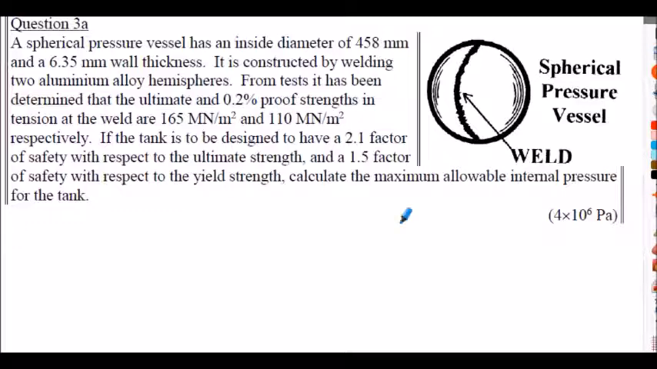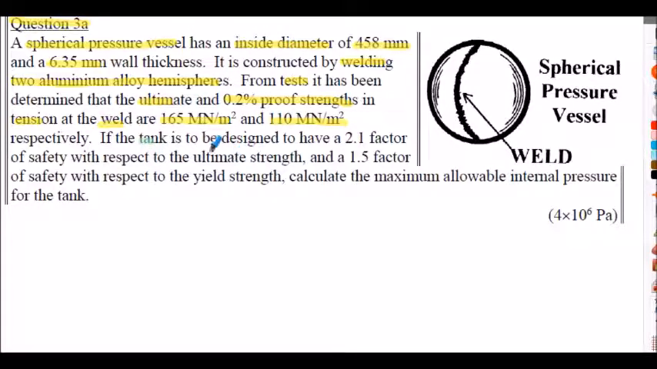Exercise 3. Okay, so question 3A. A spherical pressure vessel this time, you need to be careful of that, has an inside diameter of 458 millimeters and a wall thickness of 6.35 millimeters. It's constructed by welding 2 aluminium alloy hemispheres together. From tests, it's been determined that the ultimate and the 0.2% proof strengths in tension at the weld are 165 meganewtons per meter squared and 110 meganewtons per meter squared. So basically they've given us the ultimate tensile strength and the yield strength of the weld.